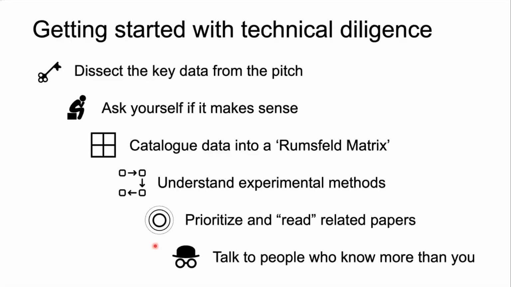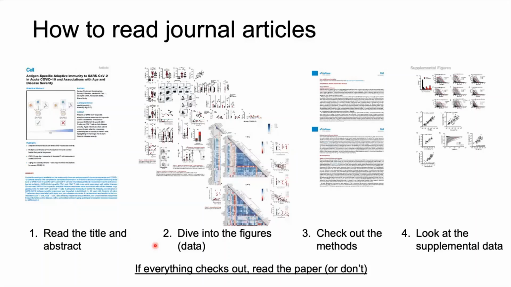Okay, so that's my checklist. I'll go into how I read journal articles, which at the end of the day is a lot of times not reading journal articles. I start with the title and abstract. If that's interesting enough and I feel like it's relevant to what I'm looking at, then I dive into the actual figures. I don't read the text, because the data is usually the crown jewel of a paper. If the data makes sense and looks good, then I move on to the methods to make sure that I agree with how they generated the data.